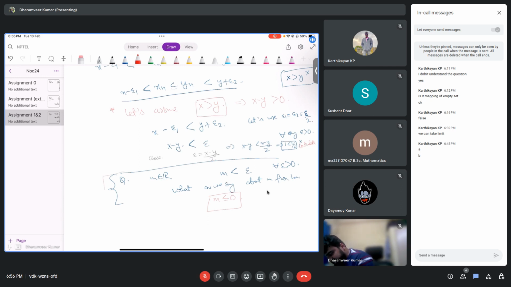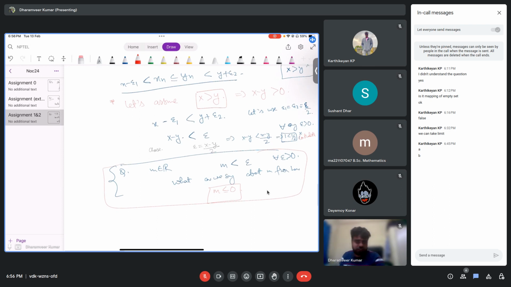But the same logic applies over here. Whenever m is bounded by epsilon for any epsilon greater than 0, you can do this and get the result. By contradiction, first assume m is greater than 0, and then you can show that m cannot be greater than 0.